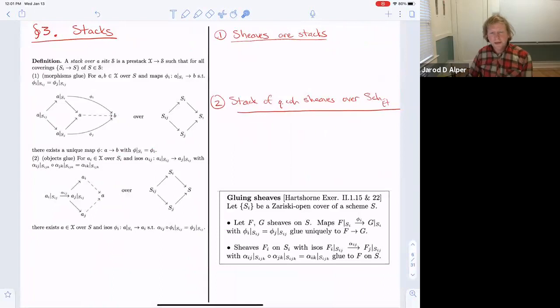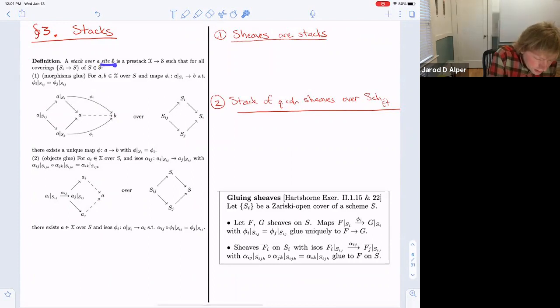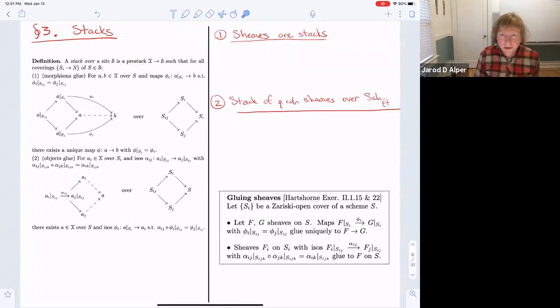So I've cheated again and written the definition that I'll try to walk you through. So now we fix a site S, so it's topologized. And we define a stack over a site S. It's a pre-stack first of all, and it has to satisfy some natural gluing properties with respect to coverings. So the idea is that a stack should be to a pre-stack as a sheaf is to a pre-sheaf. And we just need to require that morphisms and objects glue.